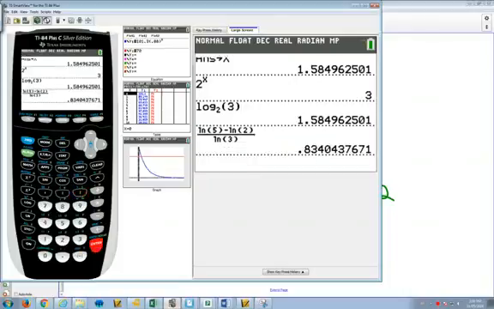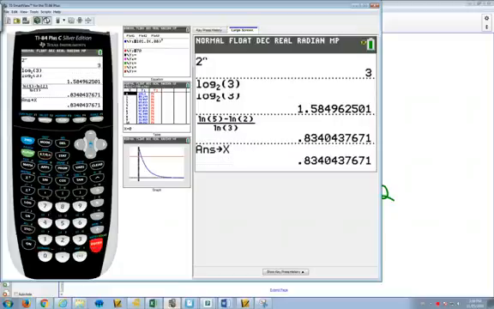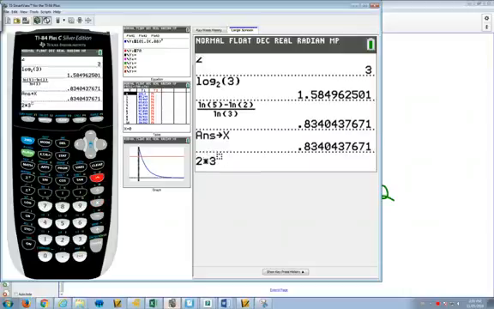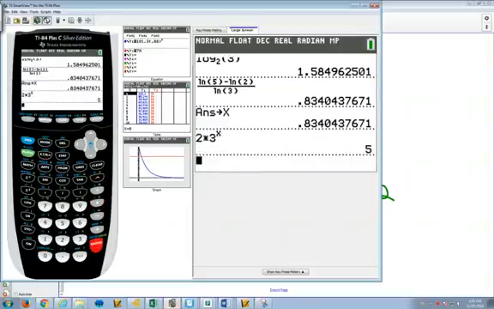And we get 0.834. Again, I'm going to store that as x. What was my original question? My original question was 2 times 3 to the x. So 2 times 3 to the power x. Does that equal 5? Yes. So we haven't made a mistake.